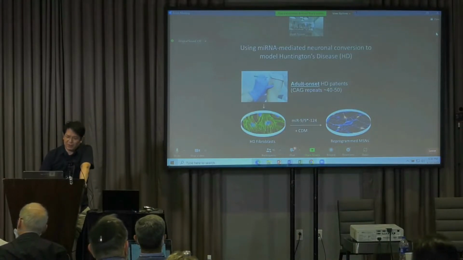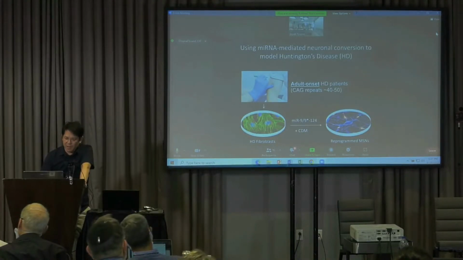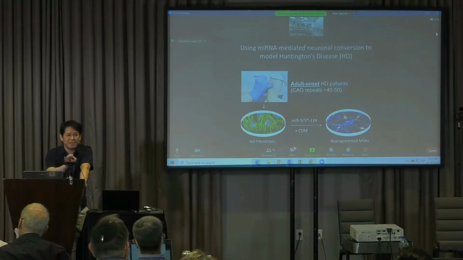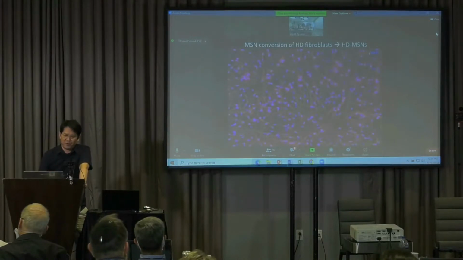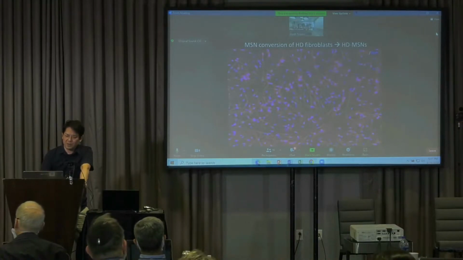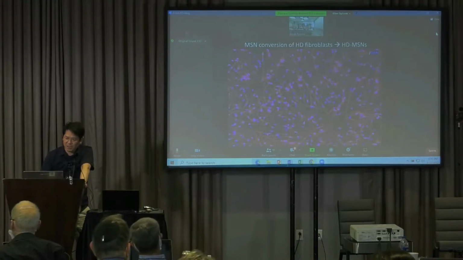Right? So going back to what we tried to do with this microRNA-induced neuronal state for modeling Huntington's disease, we purposely collect fibroblast samples from adult-onset Huntington's disease patients containing CAG repeat numbers in the range of 40, because we're trying to model adult-onset. We get their fibroblasts and apply microRNAs and the CDM factors, CTIP2, DLX1, 2, and MYT1L. Then we get this type of conversion, where we go from Huntington's disease fibroblasts into medium spiny neurons, which we collectively call HD-MSNs.